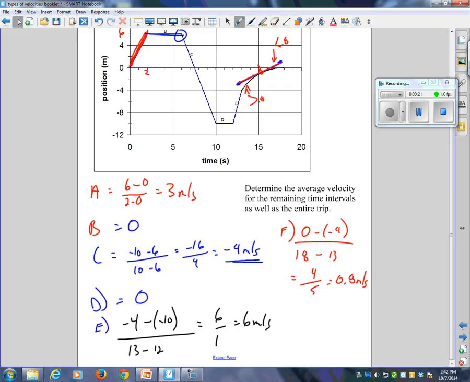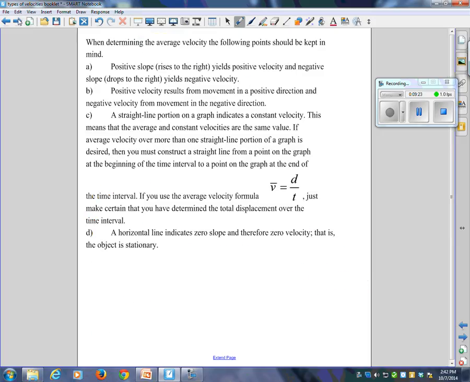Okay, so some summary points here. When determining the average velocity, the following points should be kept in mind. Positive slope, rising to the right, yields positive velocity. Negative slope yields negative velocity. Important to know. Positive velocity means movement in a positive direction, and negative velocity means movement in the negative direction. A straight line portion on a graph indicates constant velocity. This means that the average and constant velocities are the same value.